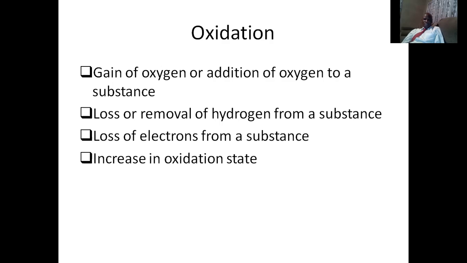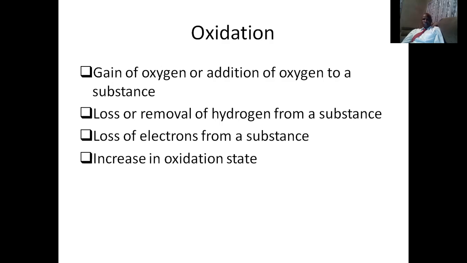In terms of electrons, oxidation actually is the loss of electrons from a substance. So if an element has lost electrons, then we say that element has been oxidized. Similarly, an increase in the oxidation state. When the oxidation state, as we'll see later, increases, then we say that substance has been oxidized. So these are the four different ways in which we can define oxidation.